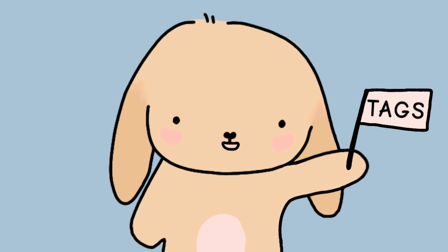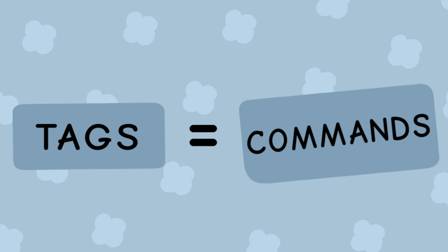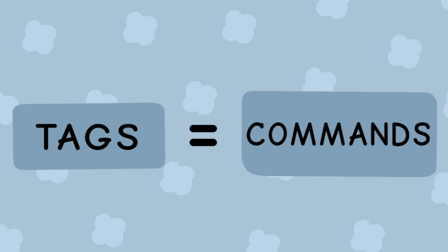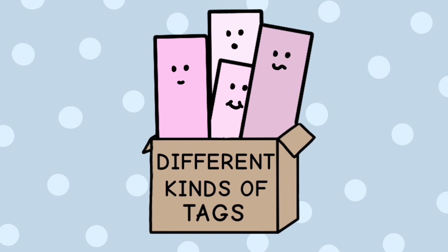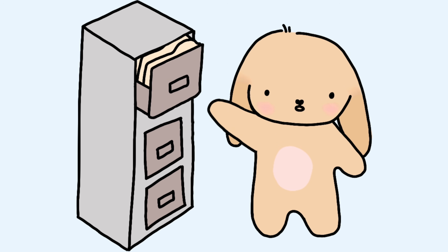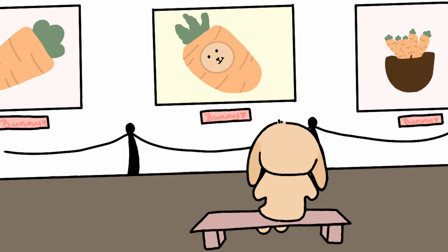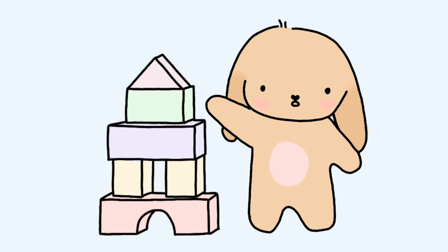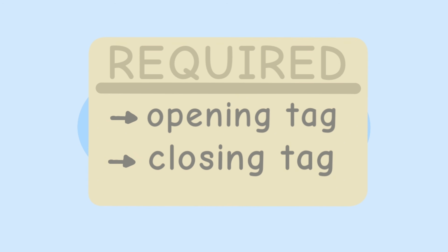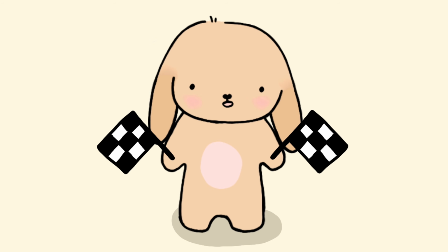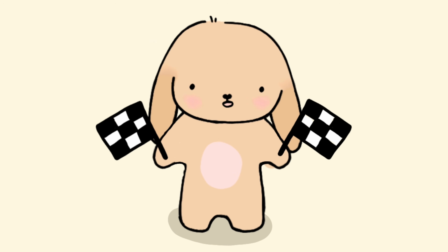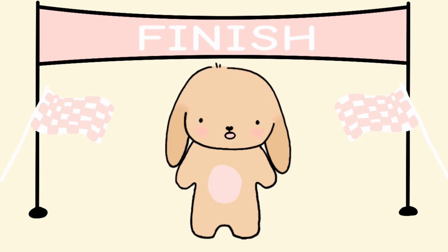The first thing we need to know are tags. Tags are commands that tell the browser what to do with our content. There are many different kinds of tags and each has a different purpose. Some organize text, some display images, and others help structure the page itself. Some tags require an opening and a closing tag. An opening tag tells the browser that this is the start of an HTML element, while the slash in the closing tag marks the end.